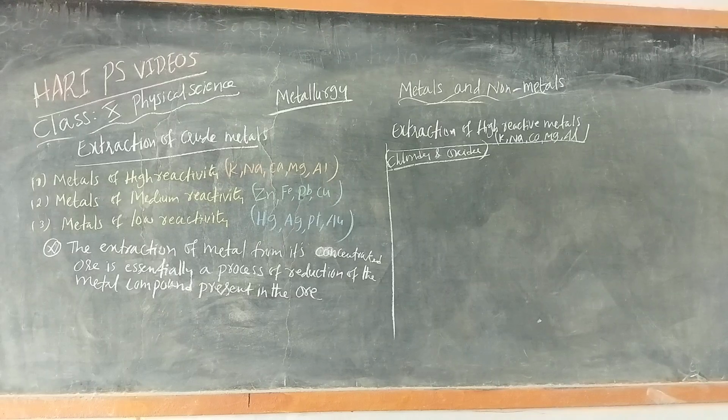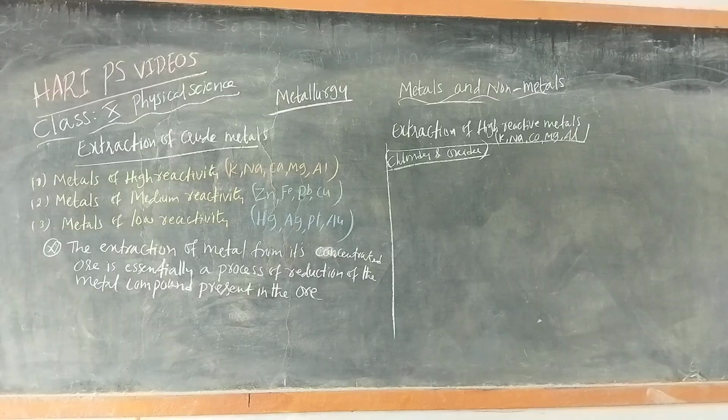The second category is metals of medium reactivity: zinc, iron, lead, copper. Metals of low reactivity: mercury, platinum, silver, gold. Here one important thing is the extraction of metal from its concentrated ore is essentially a process of reduction, a process of reduction of the metal compound present in the ore.